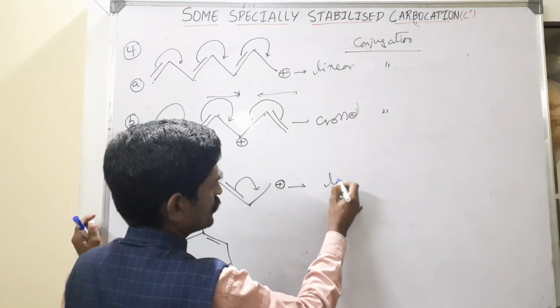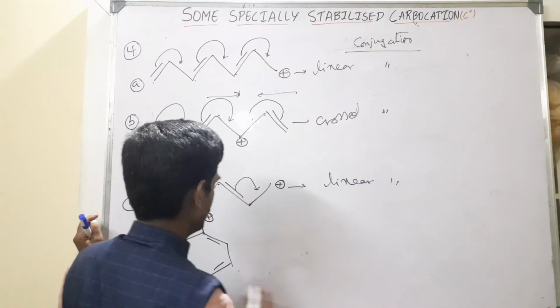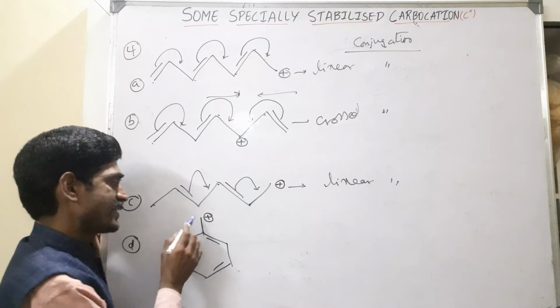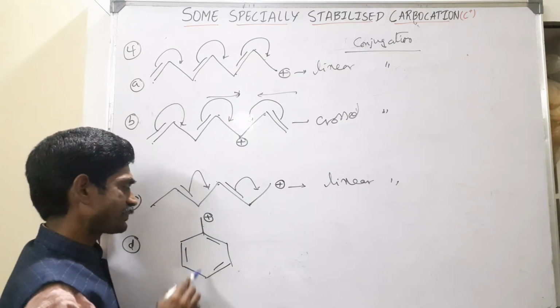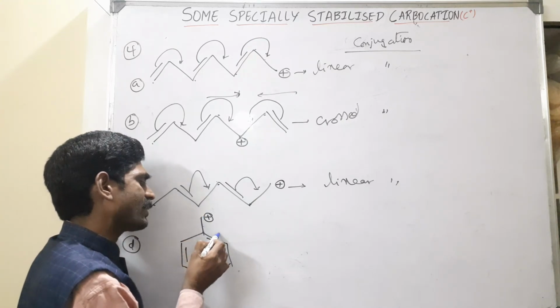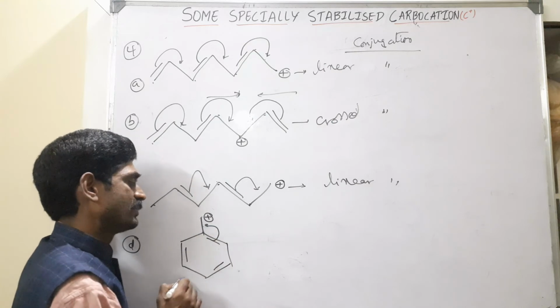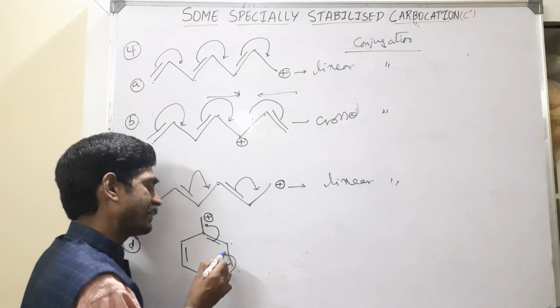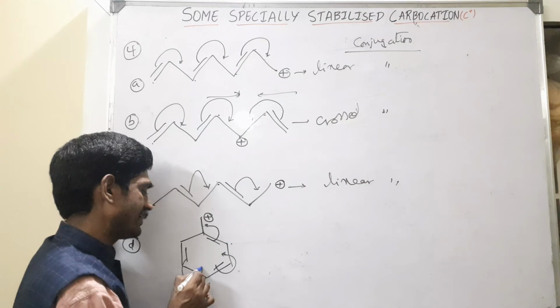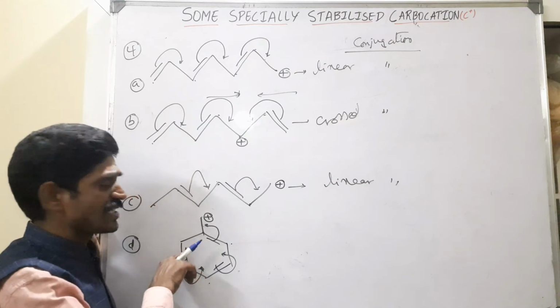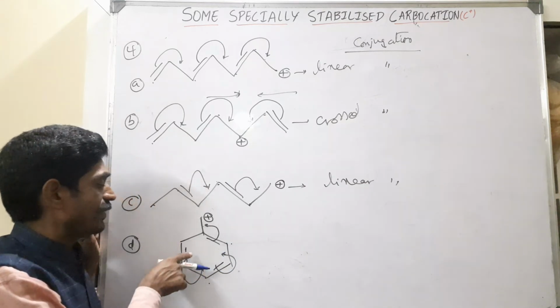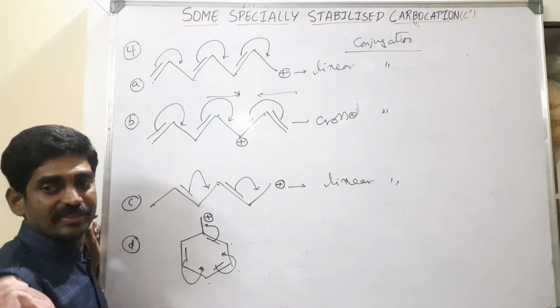This is linear conjugation. In this case, CH2 plus, right? Here, this pi electron is over here. Then it gets positive charge. This is migrated over here. It is getting positive charge. This is migrated over here. It is getting positive like that. It is stabilized as the pi electrons are migrated along the length of the carbon chain.